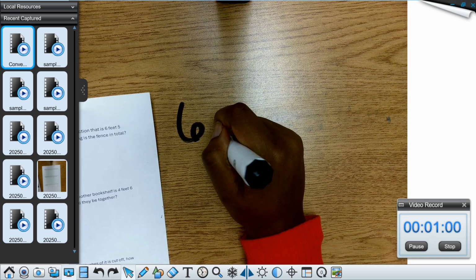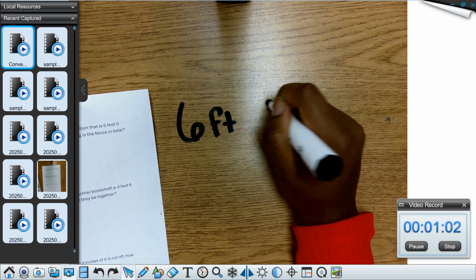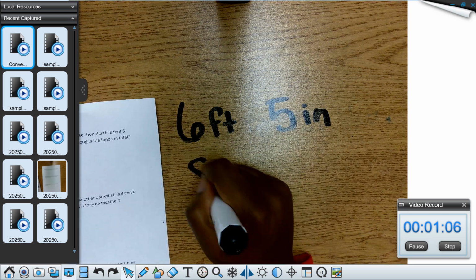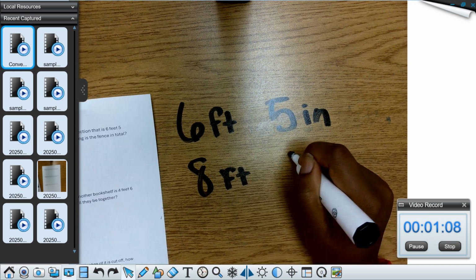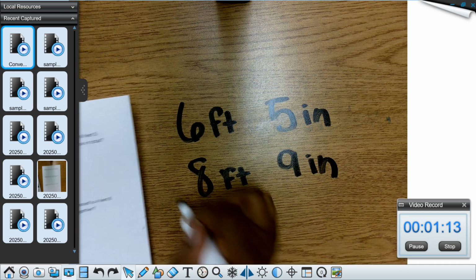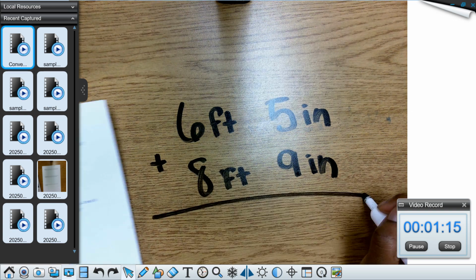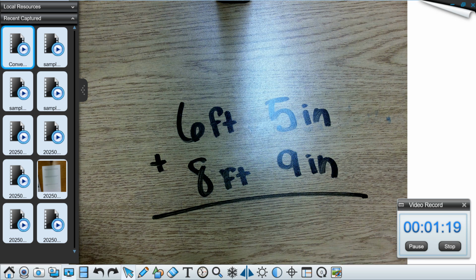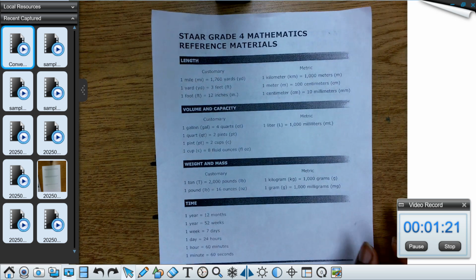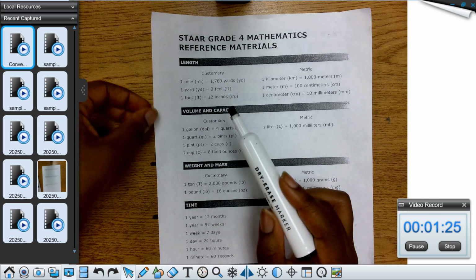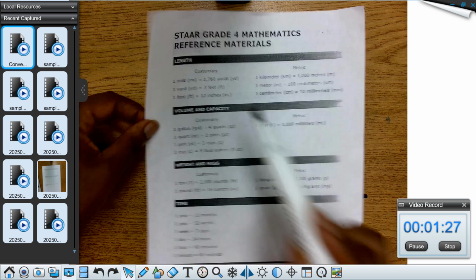So I'm going to do 6 feet 5 inches, and then below it I'm going to do 8 feet 9 inches. And then like I said, we're looking for the total, so we're going to add them. So before we start adding, we need to look back at our reference sheet, which is what we've been dealing with this semester a lot. And we are dealing with feet and inches. So our rule is 1 foot is equal to 12 inches.